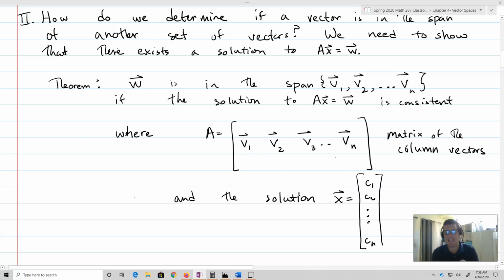So basically the idea that we're asking here is, okay, do the C1s through Cns exist? And the upshot of that is that if they exist, then we're going to have a solution to AX equals W, because we can transform our vectors V1 through Vn into a matrix made up of those column vectors.